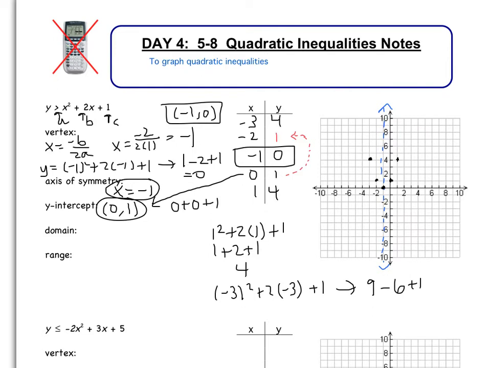Okay, so it looks like my parabola is going to be opening up. I just need to do a little mental check. Does that make sense? Well, the number in front of the x squared, the a value, is 1. Positive number, so the parabola should be opening up.